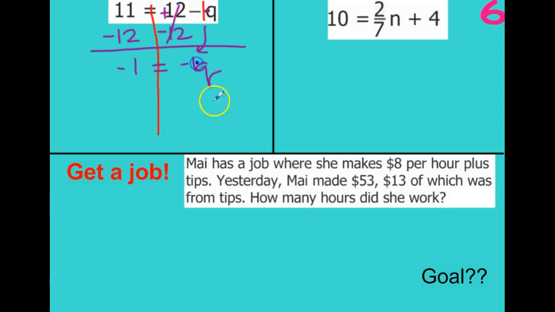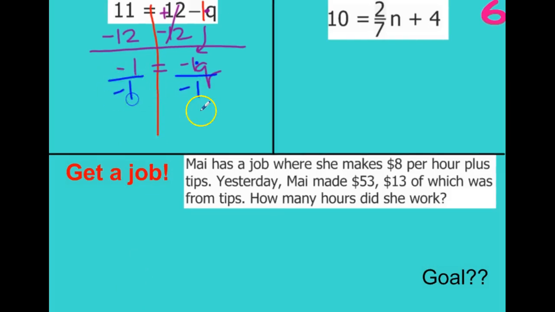We know this is multiply. The opposite of multiply is divide. Ooh, stuck. What just happened? There we go. Divide by negative 1. Those cancel out, give us 1q. And negative 1 divided by negative 1 is also a 1.